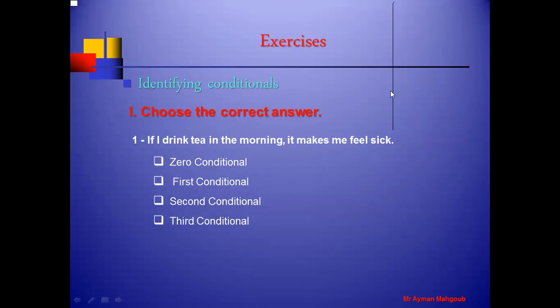If I drink tea in the morning, it makes me feel sick. Is it zero conditional, first, second, or third? Zero, great. Why zero? Because first, we have present simple, grammatically. Then, with the meaning, if I drink tea in the morning generally, not this morning, not tomorrow, okay? Not now, not today, no, in the morning. It makes me feel sick.